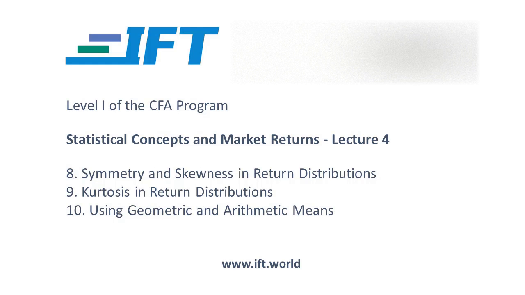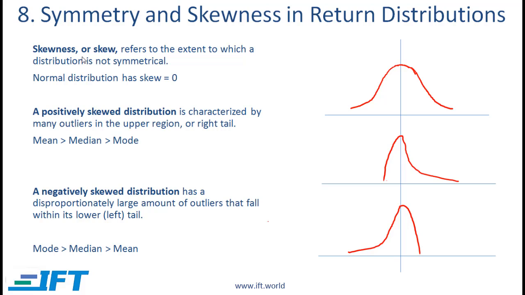Symmetry and skewness in return distributions. Skewness, or skew, refers to the extent to which a distribution is not symmetric. Now, when you have a normal distribution, it has a skewness of 0, or we can say that a normal distribution is symmetric. What that means is we have an equal distribution on each side of the mean. This could be your mean, this is also the median, this is also the mode, and the distribution on each side is the same. This is symmetric, so the skewness is equal to 0.